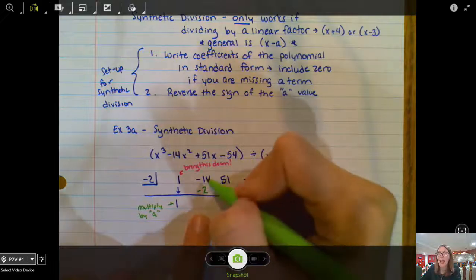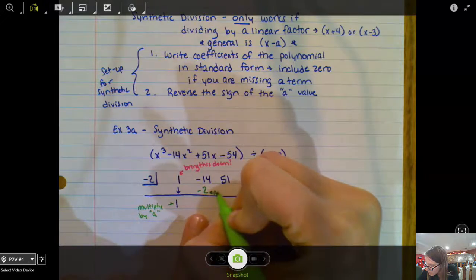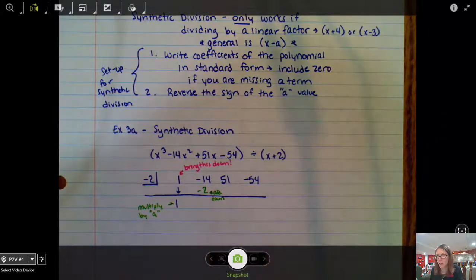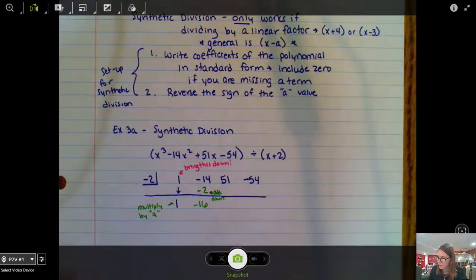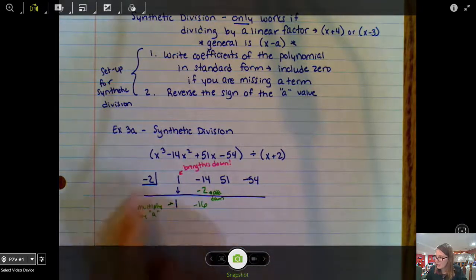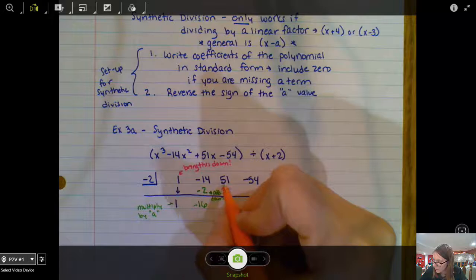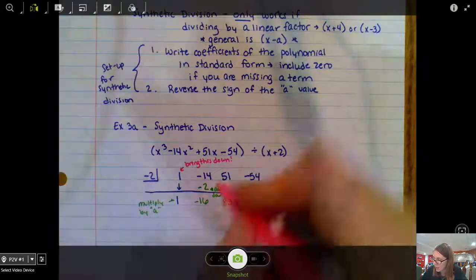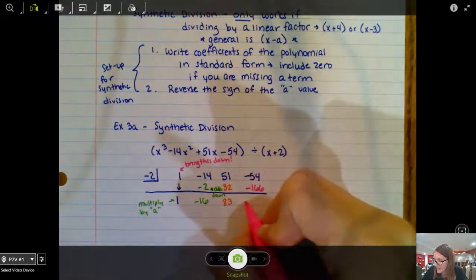In synthetic division, we add straight down. So that's one of the nice things about synthetic division versus long division. In long division, we have to subtract. In synthetic division, we add straight down. Negative 14 plus negative 2 is negative 16. But then I take negative 16 times negative 2 to get 32. Add straight down. 51 plus 32 is 83. And then 83 times negative 2 is negative 166. Add straight down, this is negative 220.